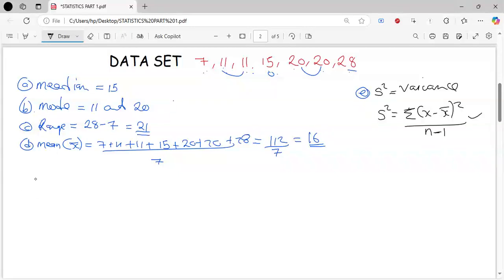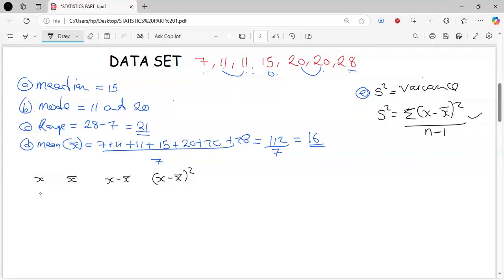So we are finding the variance, by the way. So I'll say x there. Then here I'll put the mean. Then here I'll put the same x minus the mean. Then here I'll say the same x minus the mean, now squared.